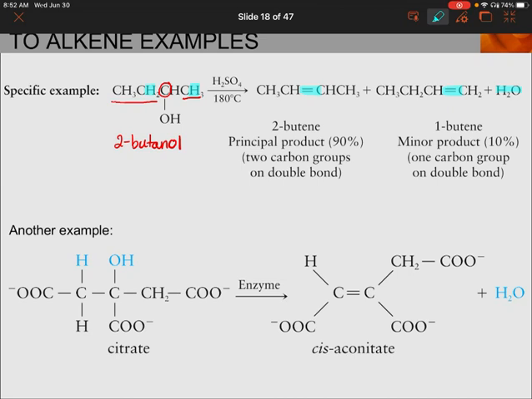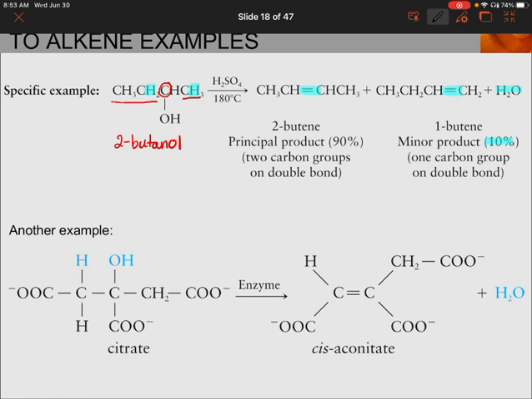However, when we run this type of experiment, what we find is that only 10% of our mixture of products is 1-butene. So why would we only form 10% of 1-butene, but 90% of 2-butene? Well, it has to do with the stability of the double bond. Double bonds that have more carbon groups attached are more stable.